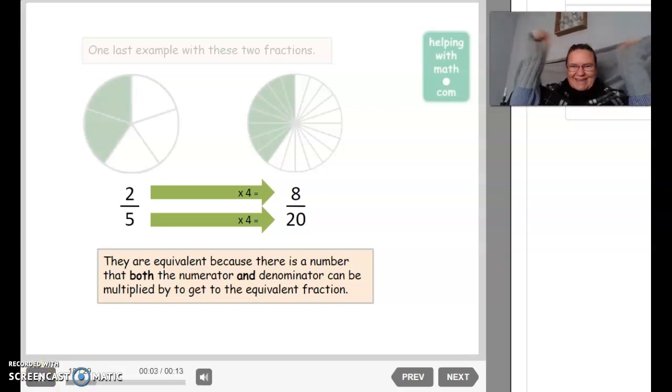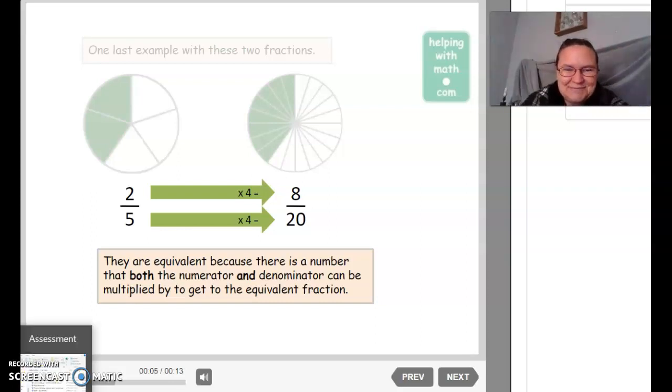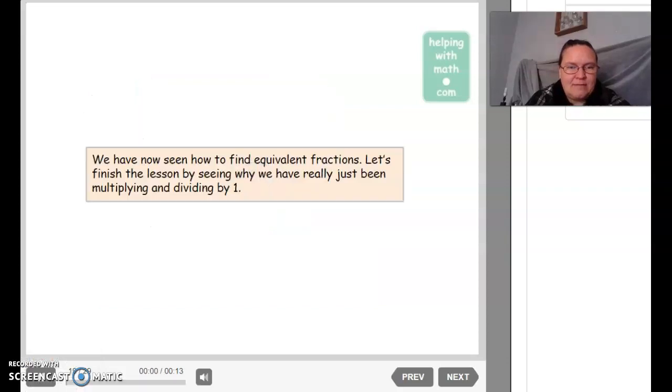They are equivalent because there is a number that both the numerator and the denominator can be multiplied by to get the equivalent fraction. We have now seen how to find equivalent fractions.